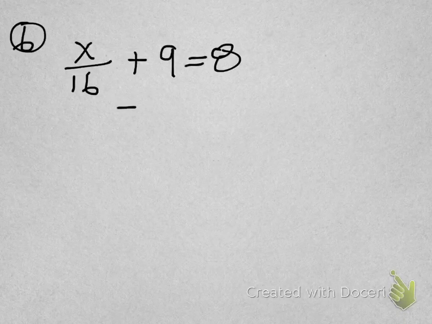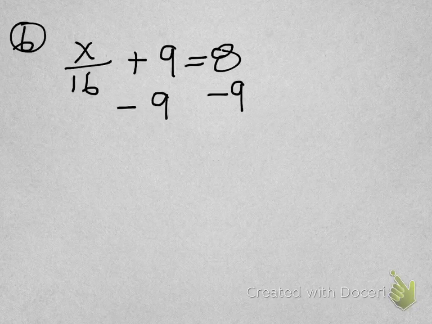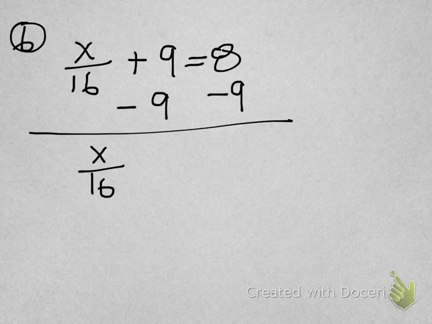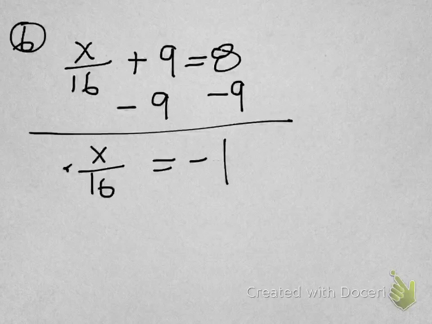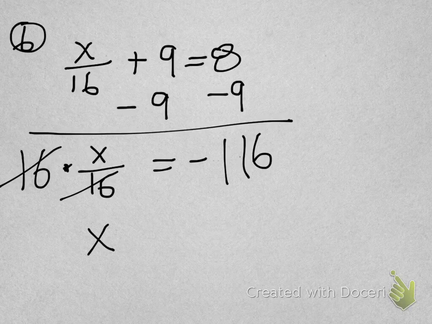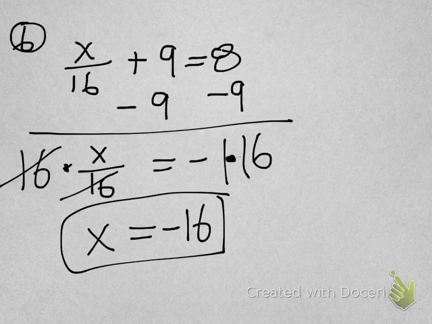So if I just subtract 9 from both sides of the equation, I'm going to be left with this x over 16, plus 9 minus 9 is 0, so I get 8 minus 9, which is negative 1. I multiply both sides by 16 to get that x all by itself. The 16s cancel out, and I get x is equal to negative 16.